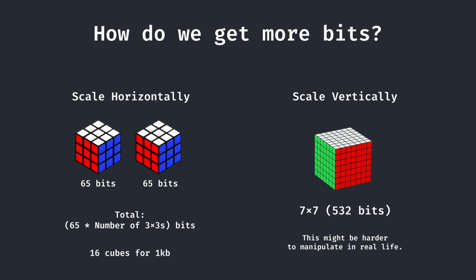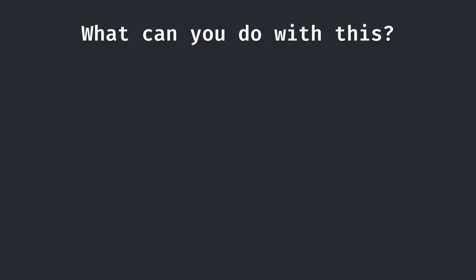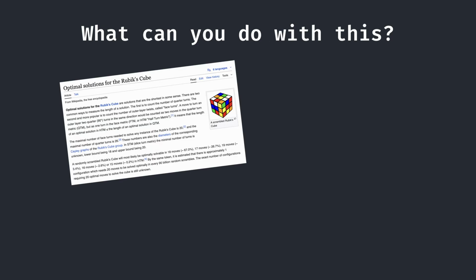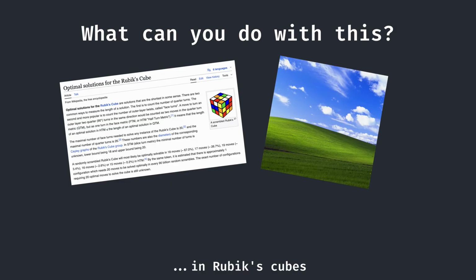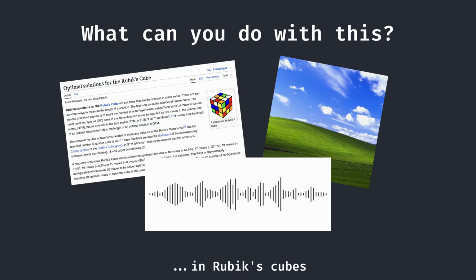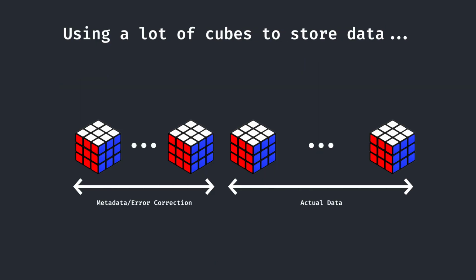But either way, now that you can effectively scale the number of bits you have, you can start doing some really interesting things. Perhaps storing a Rubik's Cube solver program in Rubik's Cubes, or an image, or even a song. You probably need a certain number of cubes at the start of your sequence of cubes to serve as metadata, to ensure people know how many cubes to read and how to assemble the data together. But that wouldn't be too difficult.